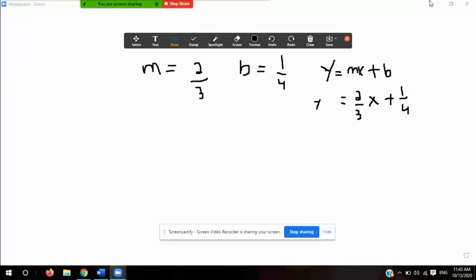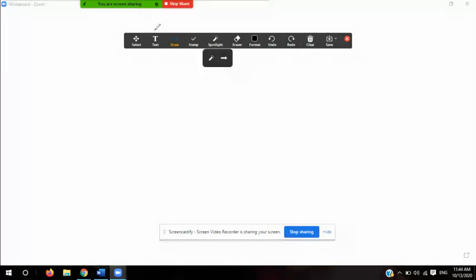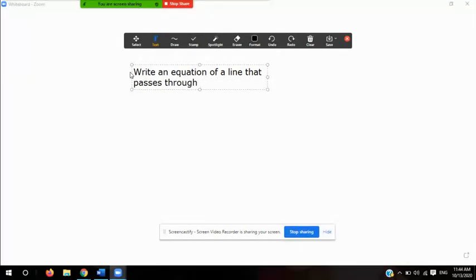Let's move on to example number 2. Example number 2 is on page 99. In example number 2, the problem says, and I'm going to type it, write an equation of a line that passes through (5, 4) and has a slope of -3.